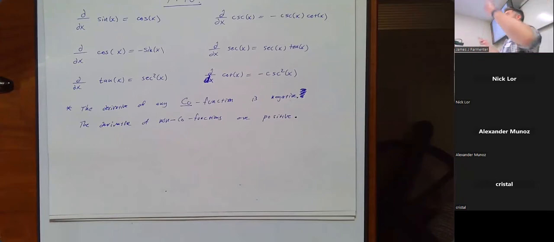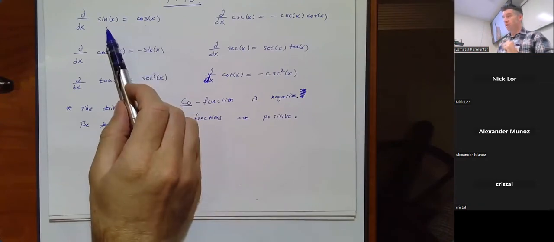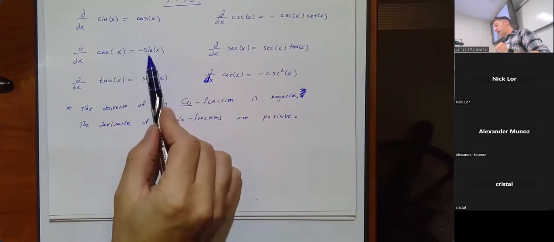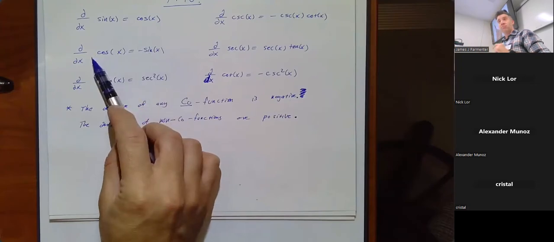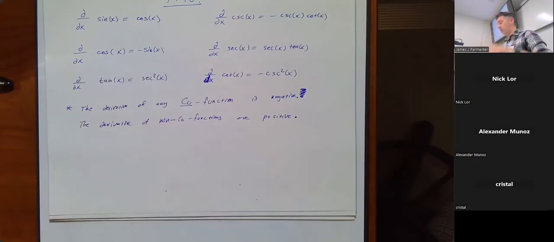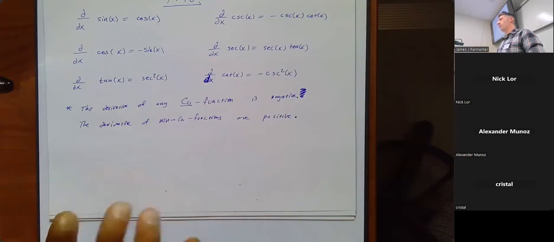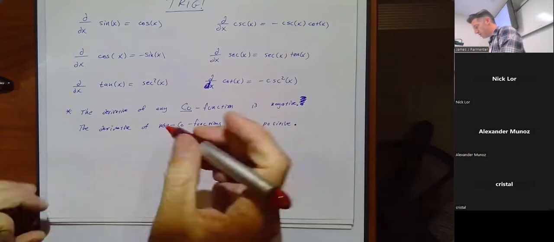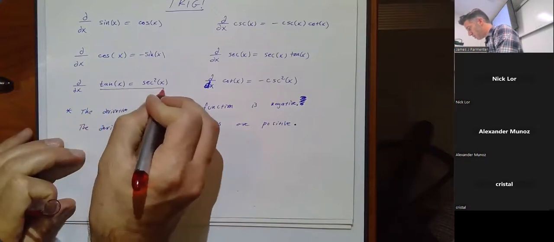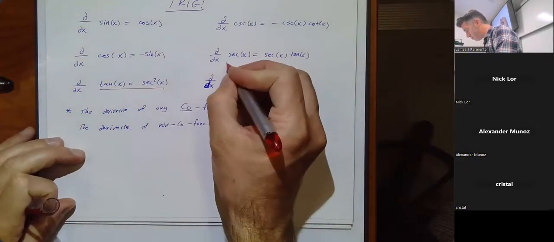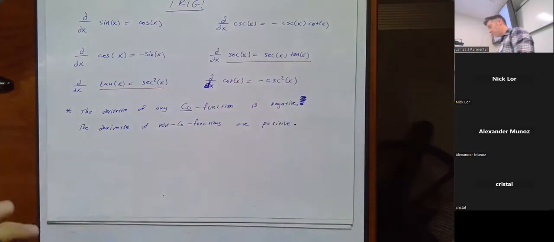The antiderivatives are the opposite. The antiderivative of cosine is positive sine. The antiderivative of positive sine is negative cosine. Right, so they change the signs. We'll see that in a second here. But the rest of the four, you can kind of get away with just knowing this one and this one. Here's what I mean. So listen very carefully.